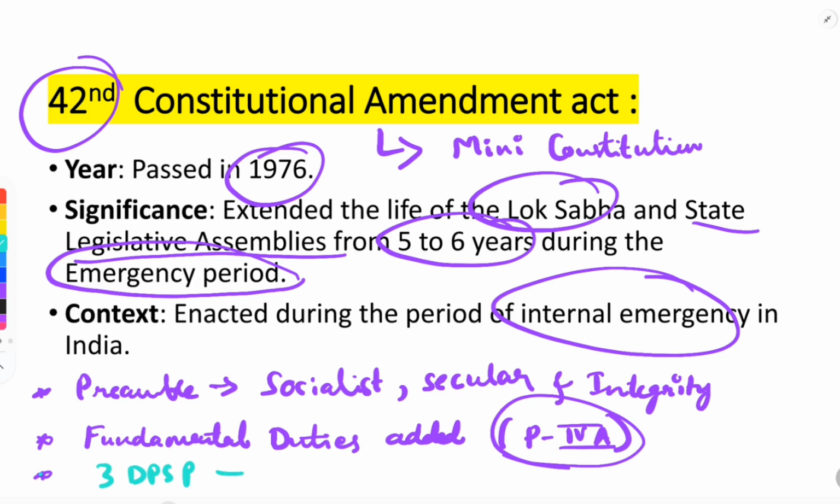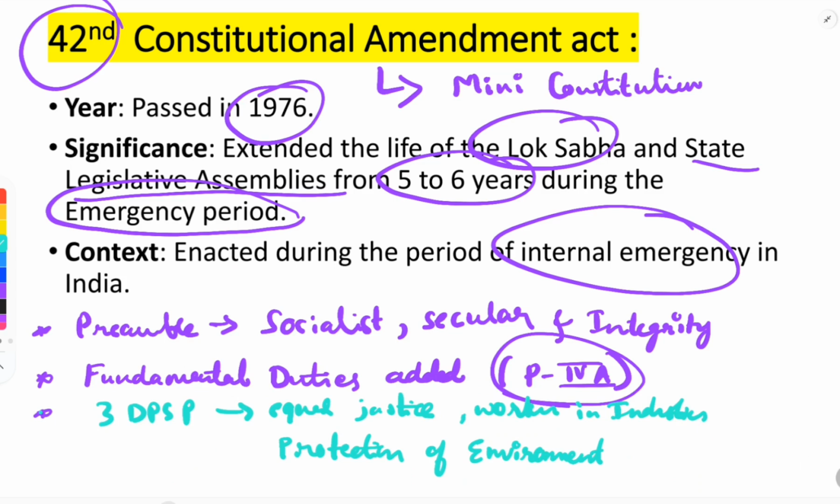through this amendment, such as equal justice and free legal aid, participation of workers in the management of industries, and protection of environment, forests and wildlife. Equal justice and free legal aid, and the second one workers' participation in industries, and the third one protection of environment. These 3 DPSPs have been added to the Constitution through this 42nd Constitutional Amendment Act.